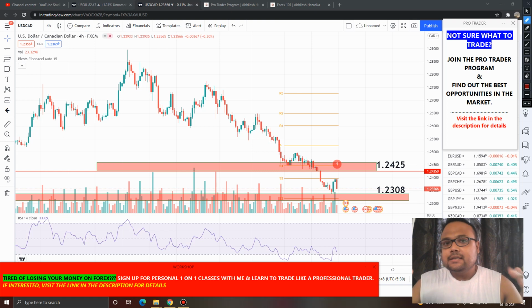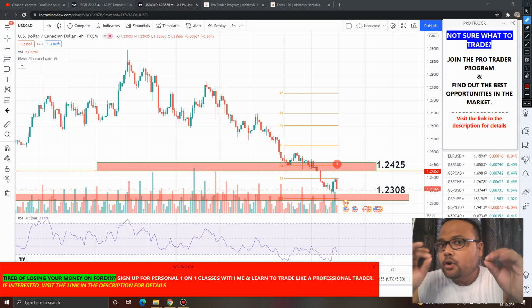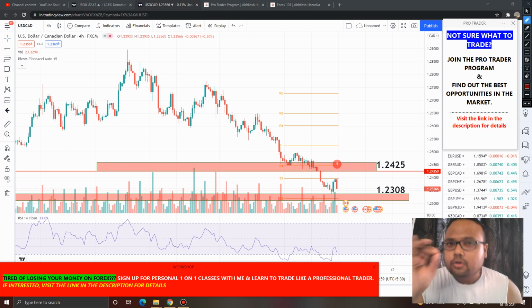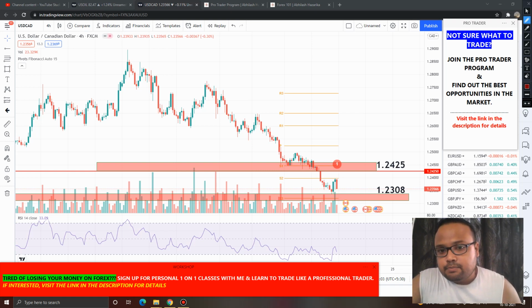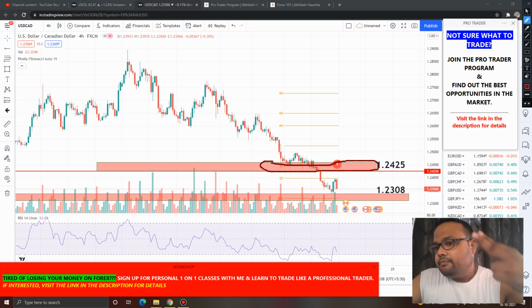So in this case, on Monday, if the market goes up from the present position, listen to me carefully, then we will get a good shorting opportunity at the 1.2425 level or this particular zone. If the market goes up from here and then reverses from this position, we can short the market, and that will be our first trading opportunity.